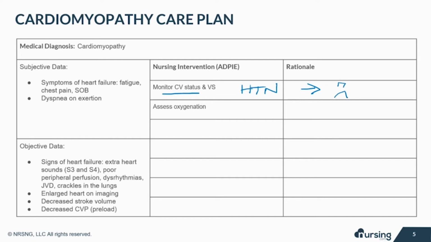Assessing the oxygenation status of your patient is also super important because with cardiomyopathy, cardiac output is compromised, and oxygenation is also compromised due to poor perfusion and also fluid backing up in the lungs. So assess SpO2 and apply supplemental oxygenation as needed.